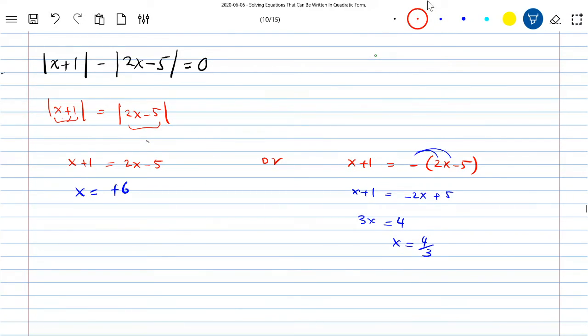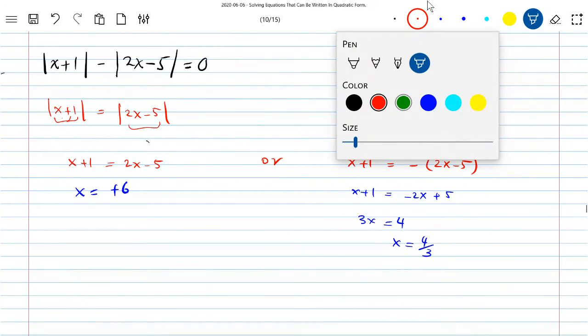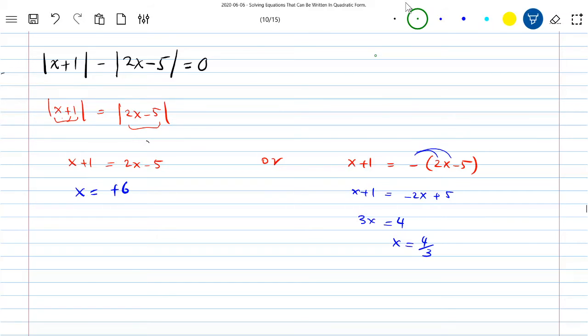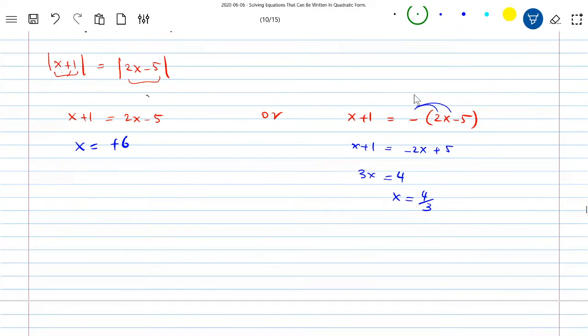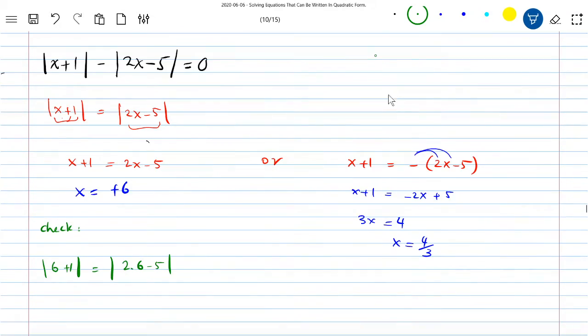And finally, check the solution. Where do you check it? You always go back to the original equation. It was absolute value of x plus 1. x is 6 in this case. 6 plus 1. Is it equal to absolute value of 2 times 6 minus 5? I'm replacing it back into this original equation back here.